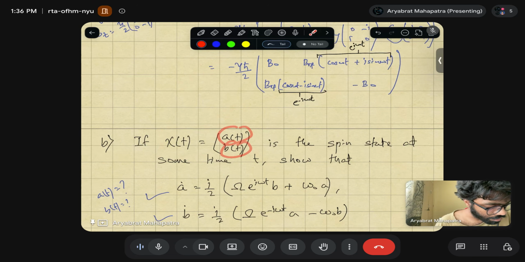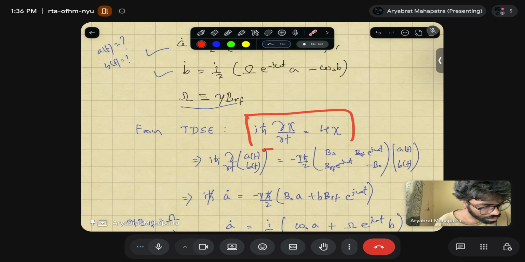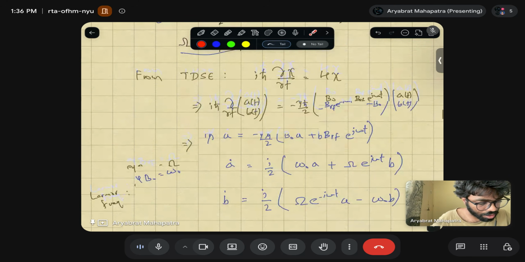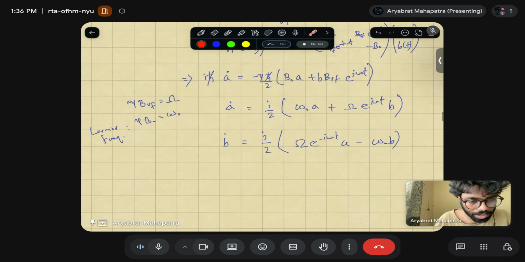To know that, we have to use the Schrodinger equation. From the Schrodinger equation we got this A dot and B dot expression. Now if we solve this A dot and B dot with proper initial conditions, then we can know what A and B will be.